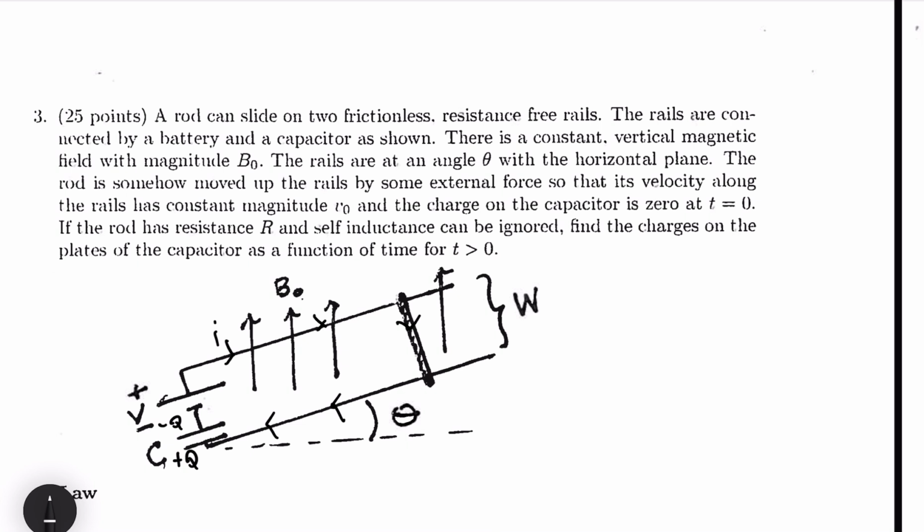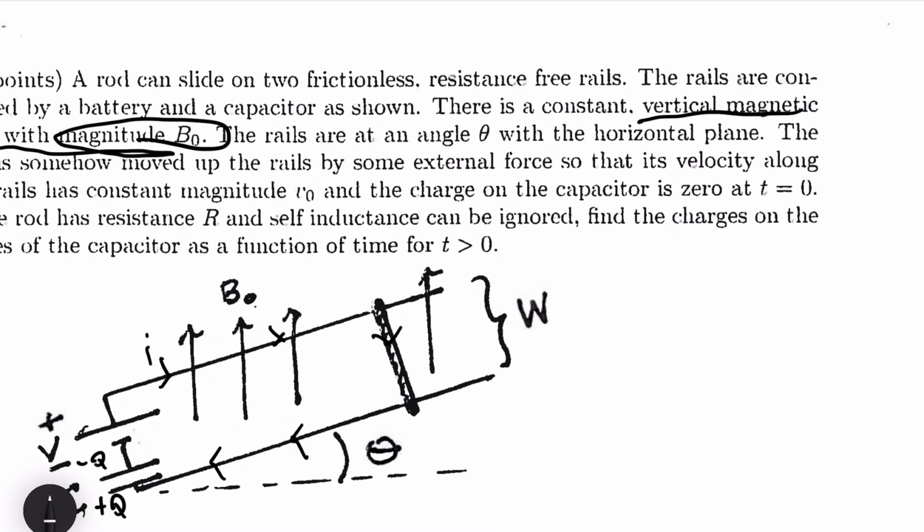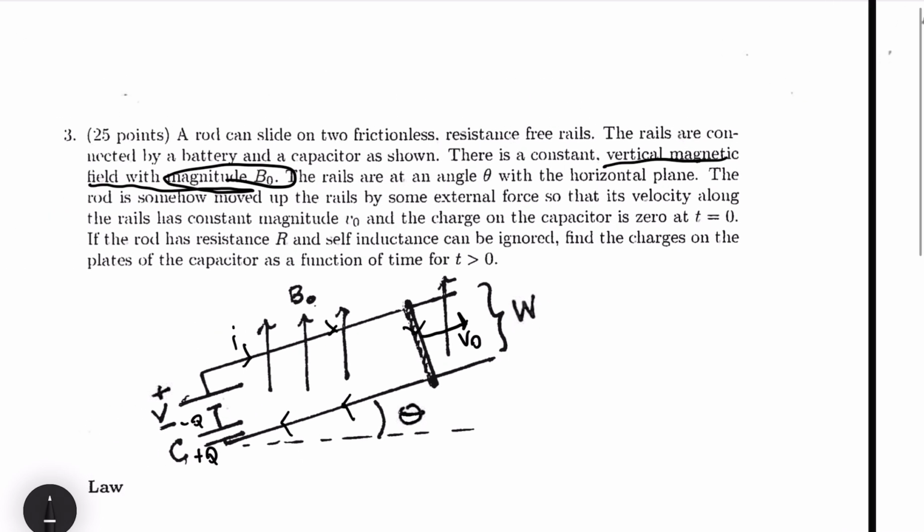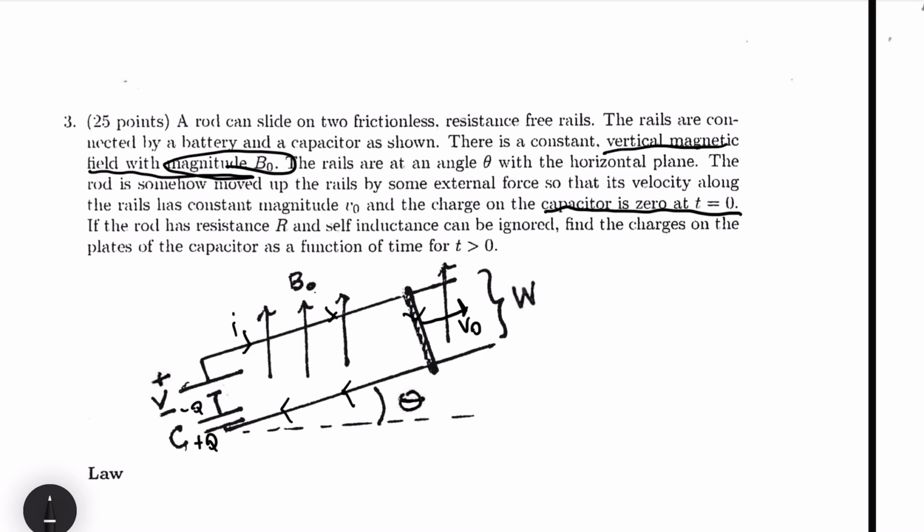The rails, there is a constant vertical magnetic field with magnitude B naught. The rails are at an angle theta with the horizontal plane. The rod is somehow moved up the rails by some external force, so that its velocity along the rails is a constant magnitude v naught. So the rod's getting moved up like this, velocity v naught, and the charge of the capacitor is 0 at t equal to 0. So that's going to be our initial condition.